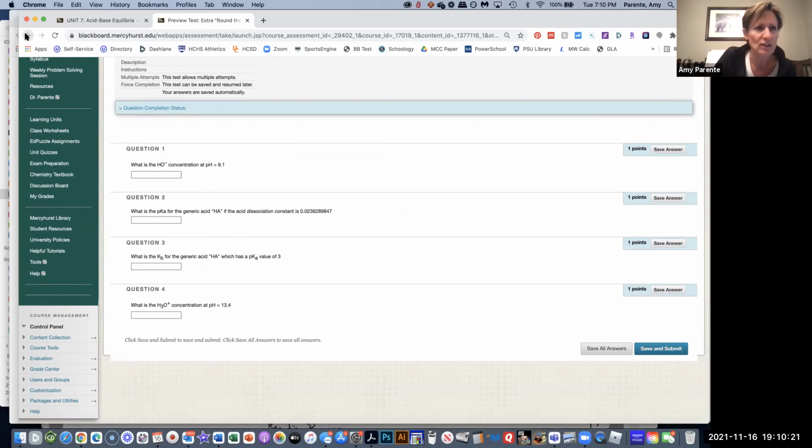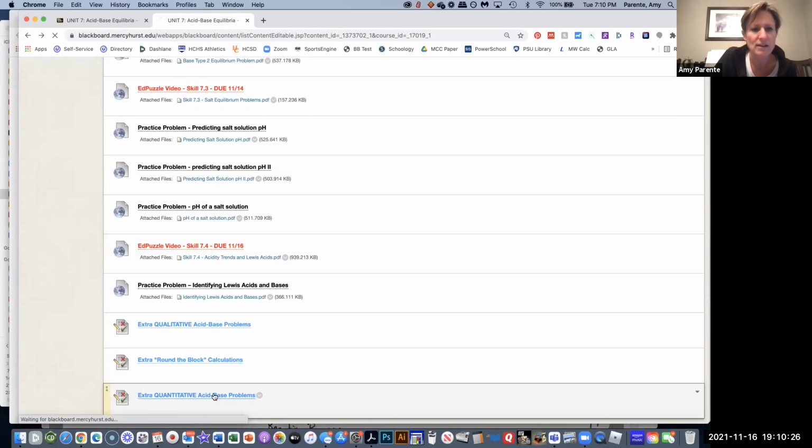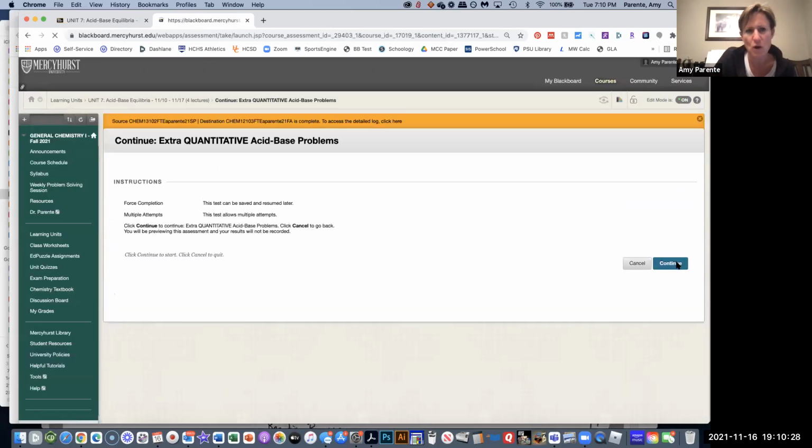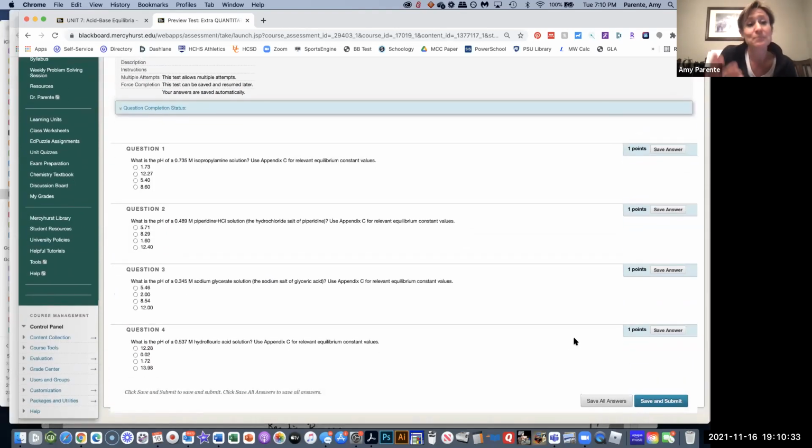So some simpler calculations, not ICE table based. And then the last one here, if you were to click on this, I think there's 4 problems as part of this. You'll always have a new problem if you choose to take it again. But these are the kinds of problems that you're going to see on the quiz tomorrow. What's the pH of a 0.735 molar isopropylamine solution? It tells you to use Appendix C to find the relevant equilibrium constant values. So there's 4 problems that you can try, and then see what value you get.